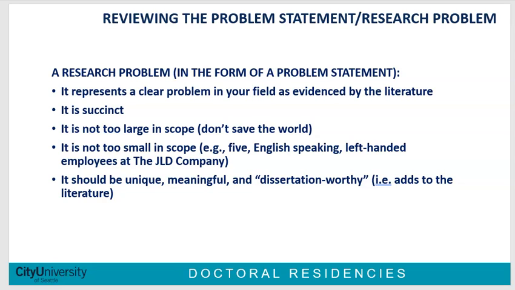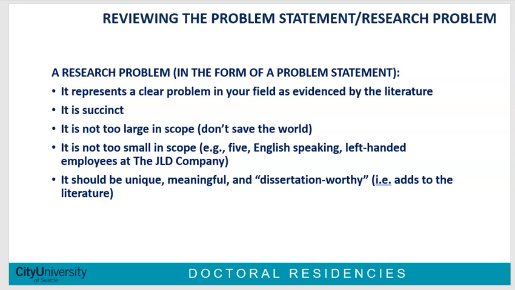In other words, the problem is that we need to end world hunger. Well, that's great, but that's too large of a thing to tackle. Another way that someone has put thinking about researching things that are too big is this phrase: do not boil the ocean. Okay, your research problem or problem statement, it's not too small in scope. So the problem is looking at specific 5 English-speaking left-handed employees at the JLD company and their effectiveness. Well, that's too small in scope. That could be a problem for sure, but it's not a research problem.